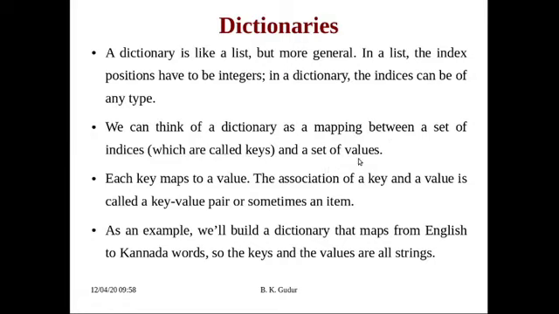and a set of values. Means a dictionary contains two groups of elements. One group of elements are called indices or also called keys, and another group of elements are called values. There will always be a mapping between keys and values. Each key maps to a value. The association of a key and a value is called a key-value pair or sometimes an item.